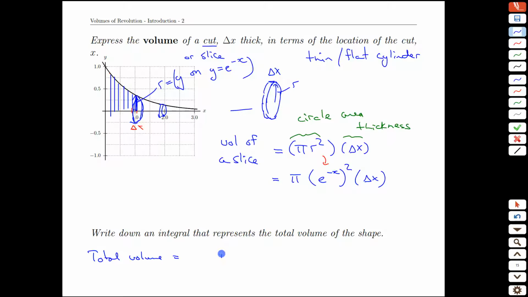Because all we do is we take that pi e to the negative x all squared, the delta x becomes a dx, and we add all those slices up from x equals, in this scenario here, the first slice is at x equals 0, and the last slice occurs at x equals 3, given the words in the problem. And this integral represents a total volume because we can look at the units here. This would be in square units. Let's just call it u squared. And the dx has dimensions to it. It is little thin slices, delta x wide. So we end up with cubic units by the time we're done.